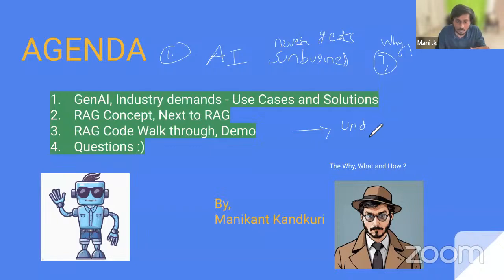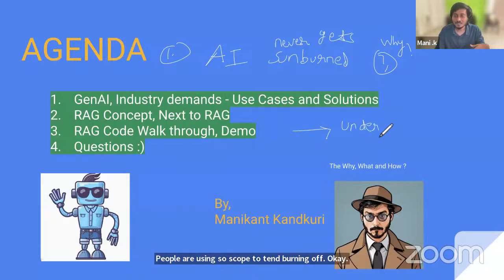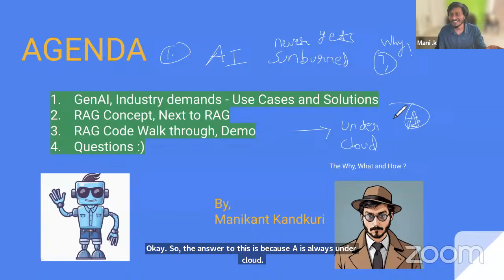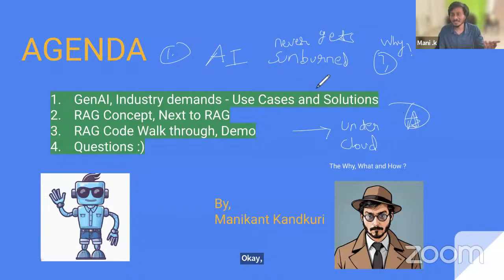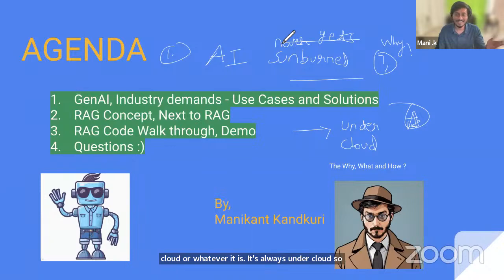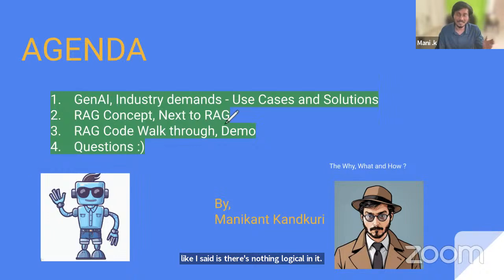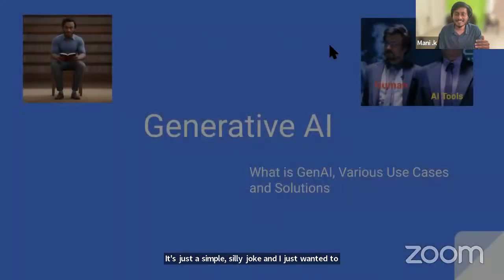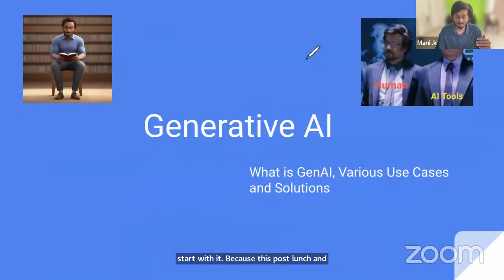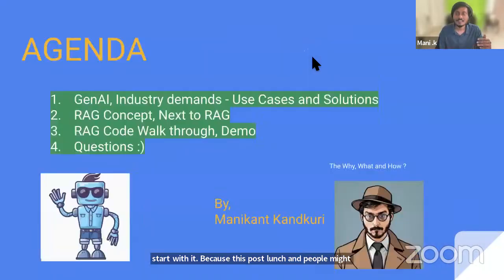People are using sunscope to tan, funny. Okay, okay. So the answer to this is because AI is always under cloud. Either it is under Azure cloud or AWS cloud or whatever it is. It's always under cloud, so there is no chance it will get sunburned. But again, like I said, there is nothing logical in it. It's just a simple silly joke. I just wanted to start with it because it is post lunch and people might be a little drowsy after all the food.